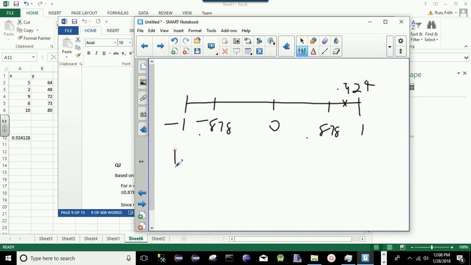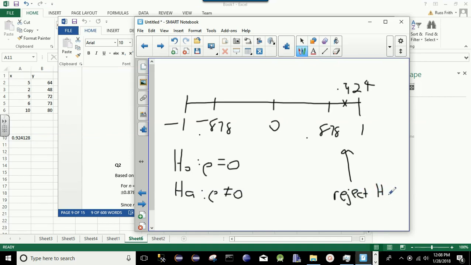What are your hypotheses? Again, the null hypothesis is that the population correlation is 0. There's no correlation. The alternate hypothesis is that there is linear correlation between the paired sample data. Since our test correlation value falls in the rejection range, we reject the null. So there is sufficient sample evidence to suggest that there is linear correlation between the test scores and the preparation, based on this. So that's a good model.